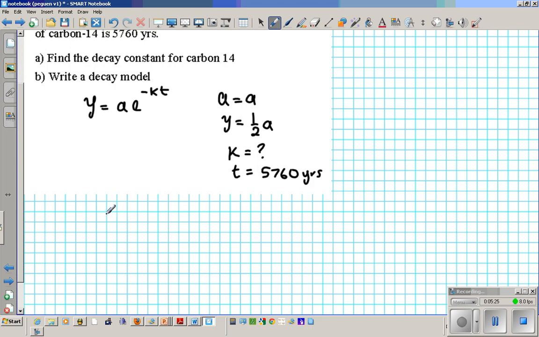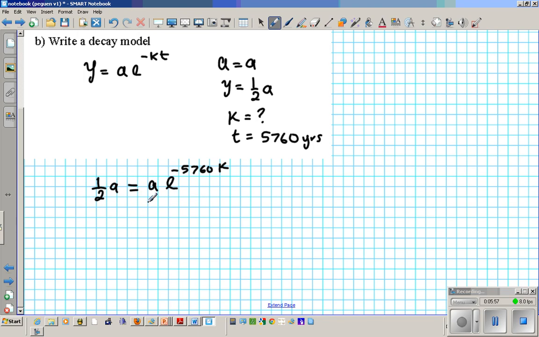So let's do it. We're going to have 1/2 a equals a e to the negative 5,760k. Okay? Alright, so to do this, we're going to first of all get rid of the a's, divide both sides by a. So this a cancels out, and that a cancels out.